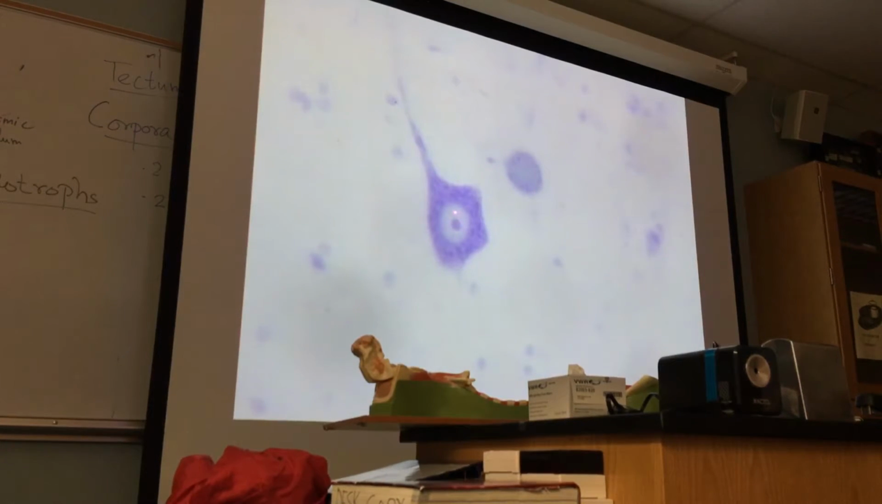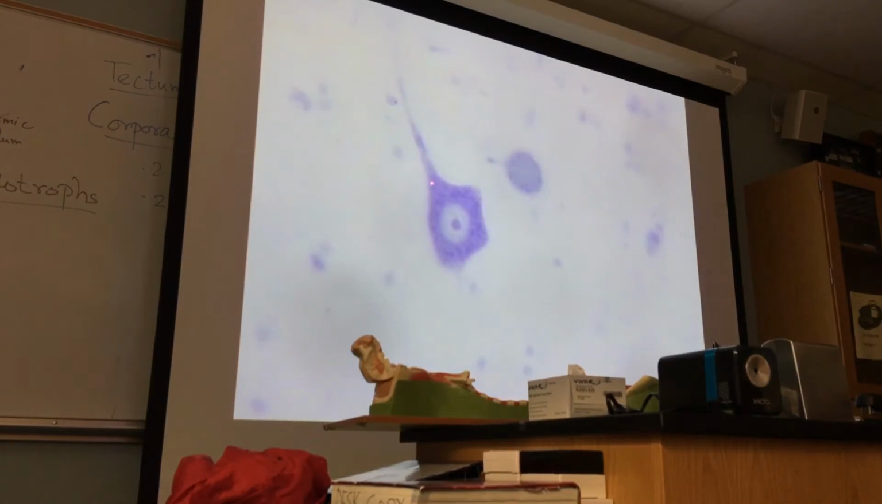If I ask you to identify the organelle here, or identify as indicated by the pointer, nucleus. If I ask you to identify the structure, I mean this structure here, what is that? Axon hillock. Do you get that? When I say identify the organelles, Nissl bodies. Identify the structure, initial segment of axon. Get that?